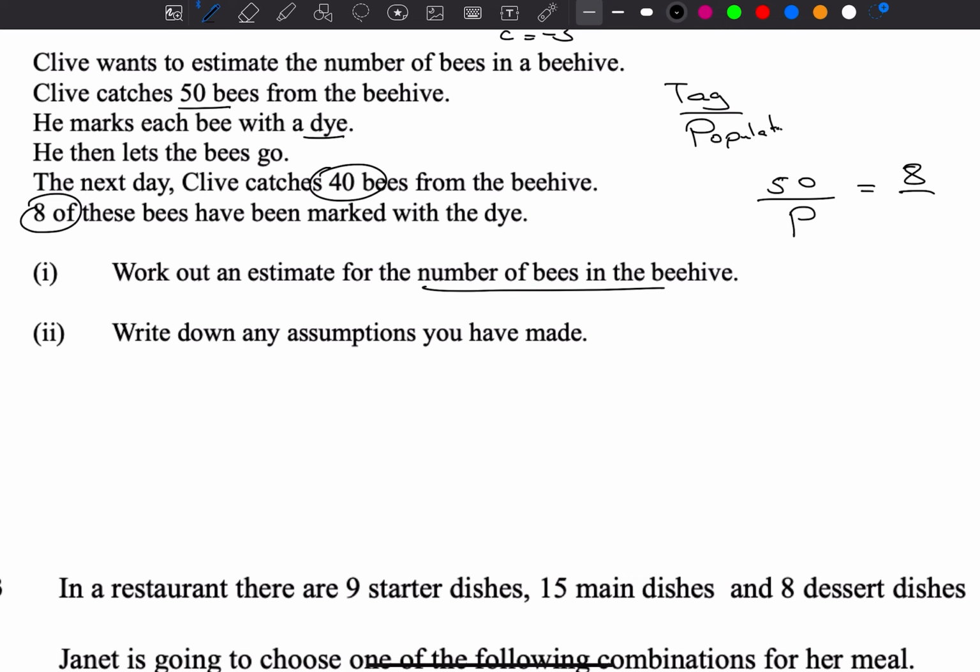So 8 out of 40, and always remember this number is a smaller number comparatively to this number. Okay, the top number is small always, yeah? So it's tag over population. Cross multiply it, that will give you 5 times 4 is 20, stick 2 zeros, equals 8p. P will give you 2000 divided by 8. That gives you what? 250.